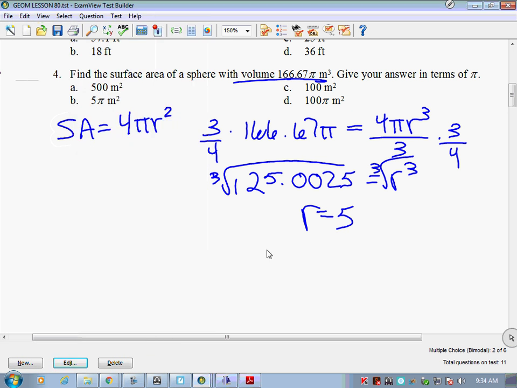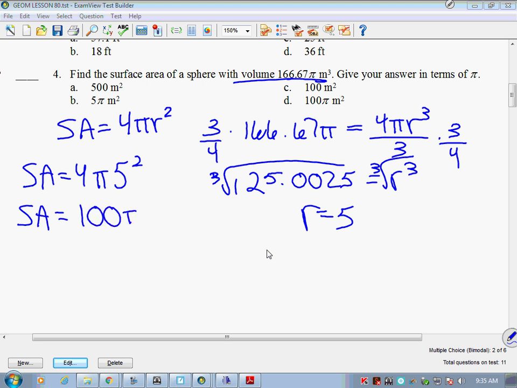Now, am I done? What do I need to do? Find the surface area, right? So, surface area equals 4 pi 5 squared. What's 5 squared? What's 25 times 4? 100. So as close as we can get it, it's 100 pi meters squared. You follow me? Yes or no? Okay.